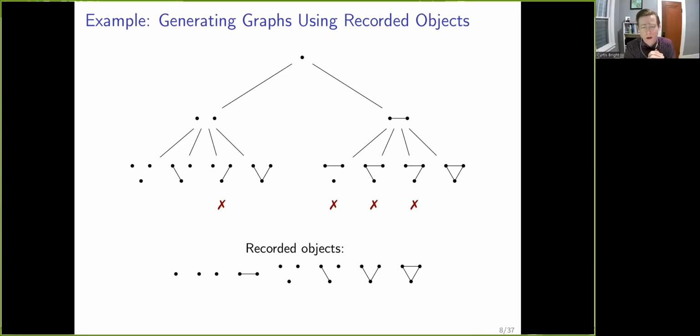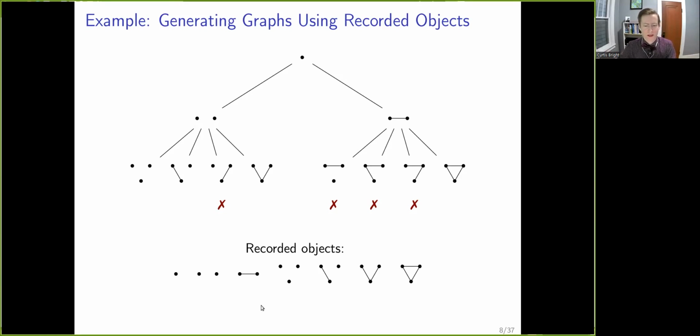So here's a pictorial representation of how this method would work on graphs. On the top, we have a graph with one vertex, then the graphs with two vertices, and then the graphs with three vertices. If you use recorded objects, and assume we work left to right here, then the first graph and the second graph are both new. The third graph is isomorphic to the second, so we reject it. The fourth graph is new, and then the fifth graph is isomorphic to the third, and then the sixth and seventh are isomorphic to the fourth. And the eighth is new. So in the end, we've rejected 4 out of the 8 graphs on 3 vertices.